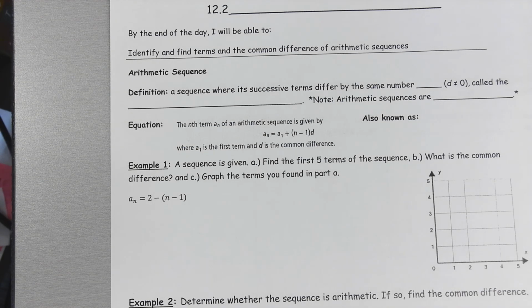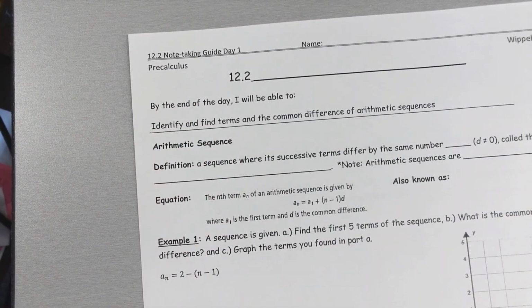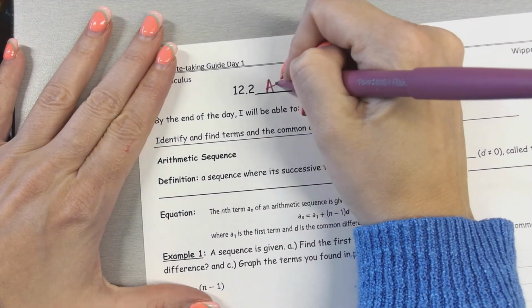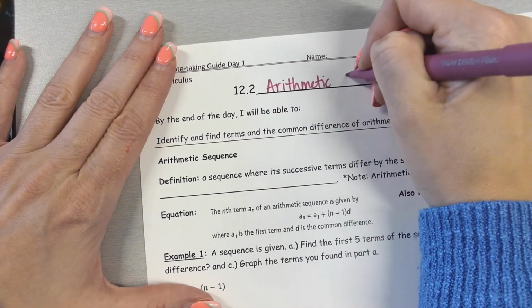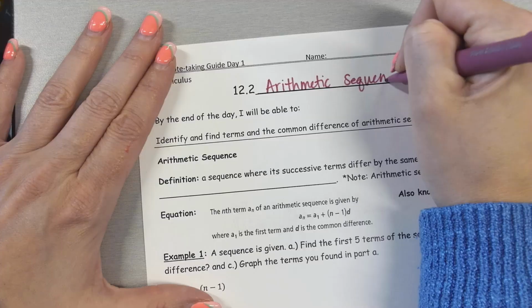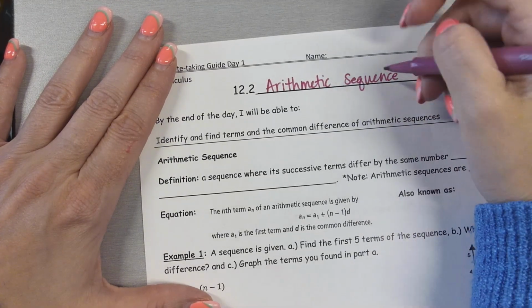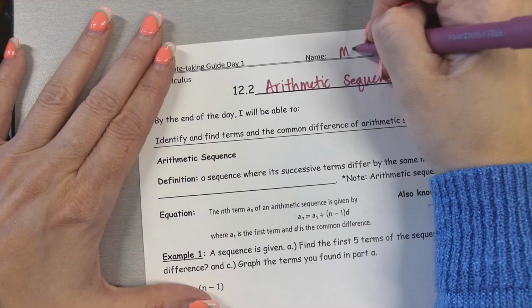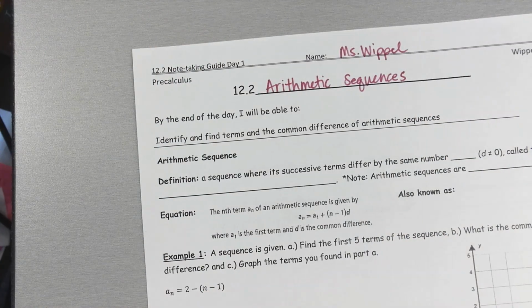Okay, in 12.2 day 1, we're going to explore what are called arithmetic sequences. We actually talked about them a little bit, just did not identify them as arithmetic, because arithmetic sequences are linear. So we are going to identify and find terms and the common difference of an arithmetic sequence.